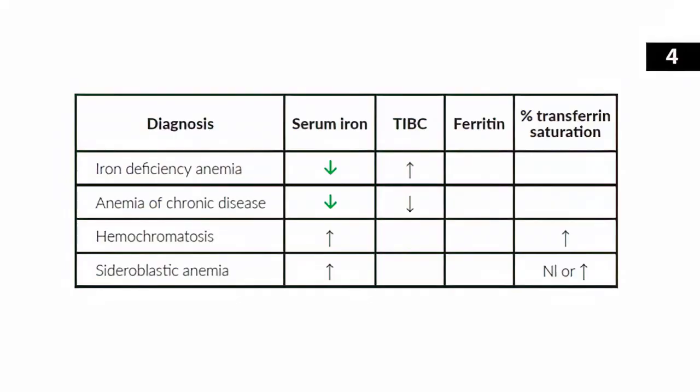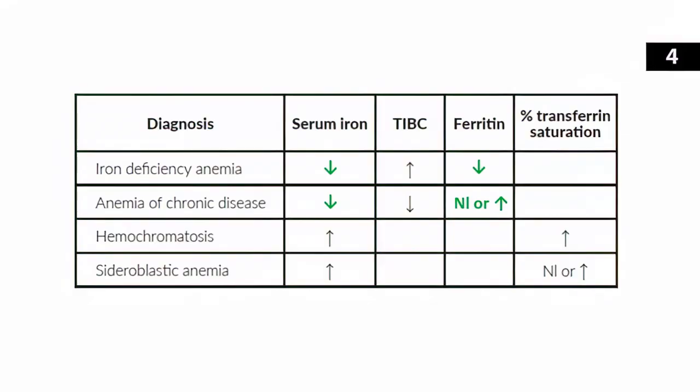Then the next column is ferritin. So ferritin is a storage form of iron found inside of cells. So in iron deficiency, you've used up all the stored iron, so ferritin is going to be low. But in anemia of chronic disease, ferritin will generally be normal or elevated, but definitely not low. Remember, ferritin is an acute phase reactant. It's usually going to be elevated with any type of inflammatory process, so infections, cancer. So ferritin can be elevated for a lot of different reasons. One of those reasons is anemia of chronic disease.